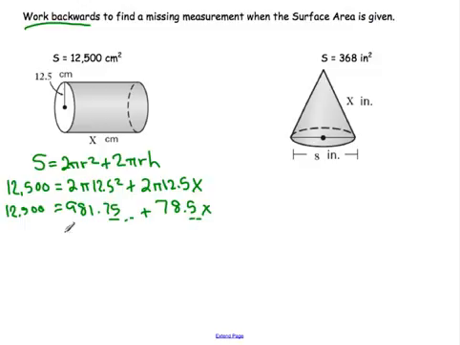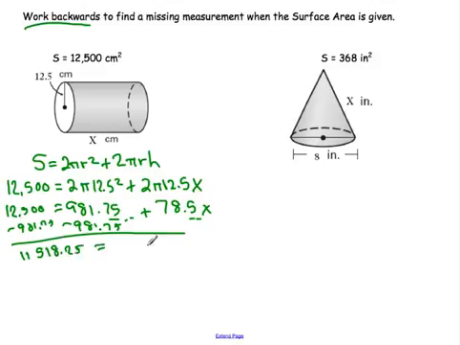The first thing I'll do is subtract this 981.75 number from both sides. 981.75. This is getting really sloppy. I apologize. 12,500 minus 981.75. That gives me somewhere around 11,518.25. That's going to equal 78.5 times x. These are a little bit more complicated to work backwards than some of the other problems that we've worked. So you've got to be really careful.